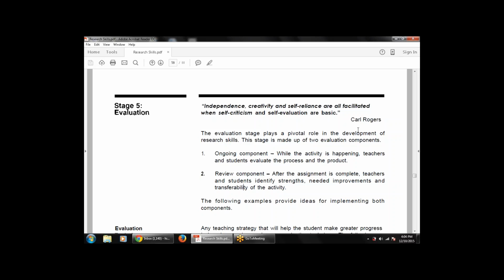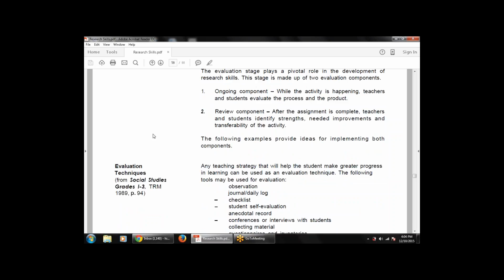Ongoing means that while the activities are currently happening, teachers and students evaluate the process and the product. Review component means evaluation after completion of the assignment. So one evaluation takes place in between, while the activity is going on, that is the ongoing component, and when the complete assignment is finished, evaluation takes place, known as the review component.